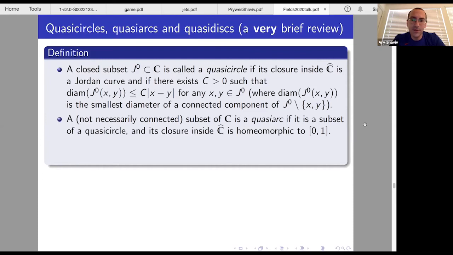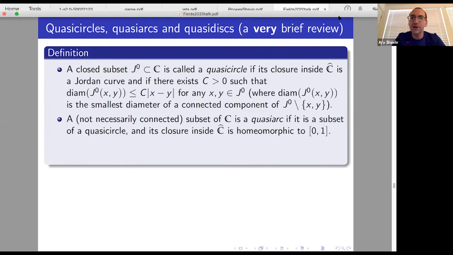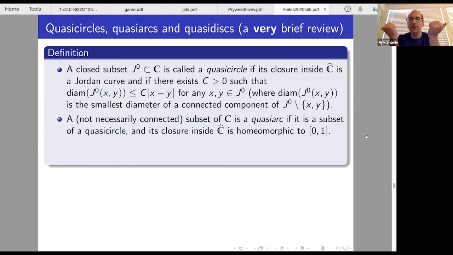And so this is a quasi-circle. What is a quasi-arc? A quasi-arc is a subset of some quasi-circle such that its closure inside the Riemann sphere is homeomorphic to [0, 1]. Note that this subset doesn't have to be connected. So for instance, if you look at two infinite rays that have a hole in the middle, in the Riemann sphere these two ends connect, and this is a nice quasi-arc.